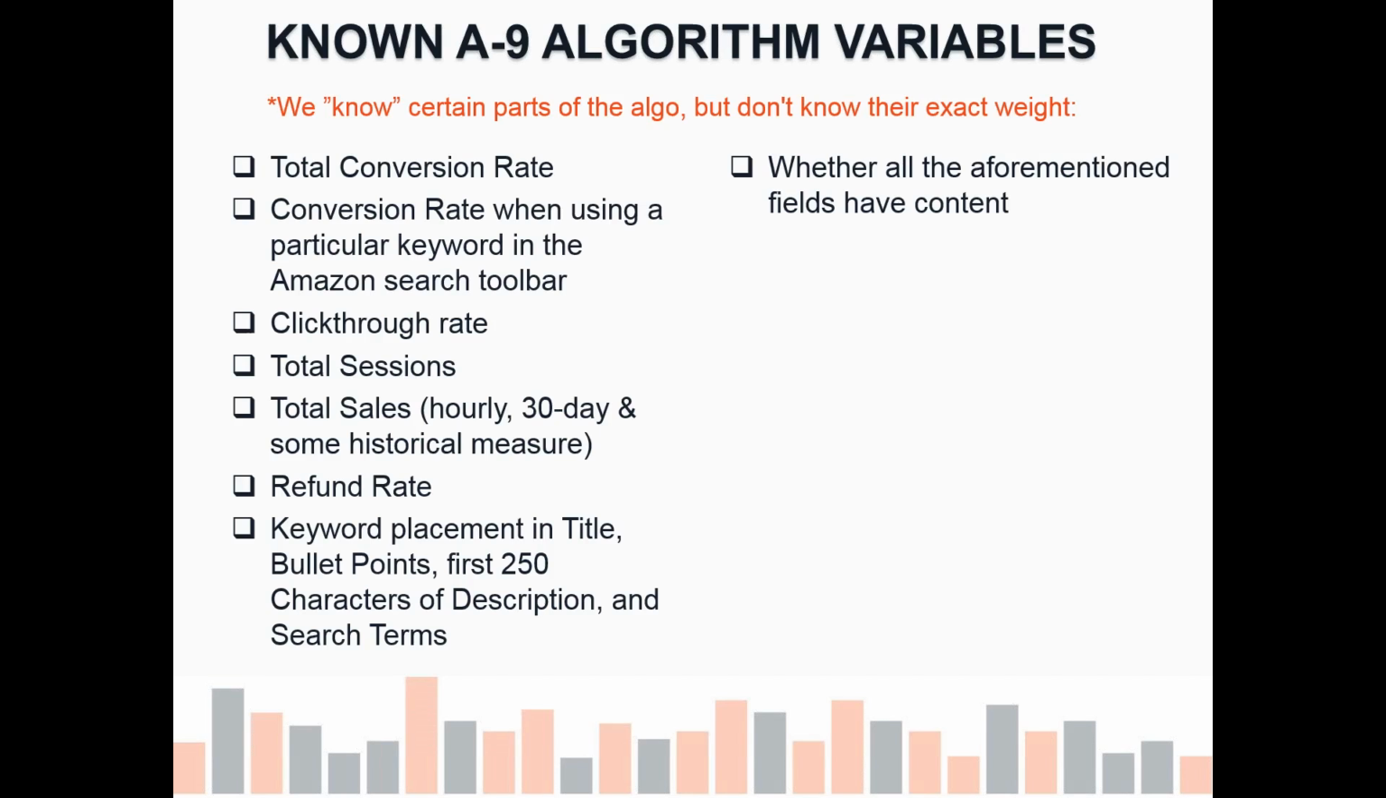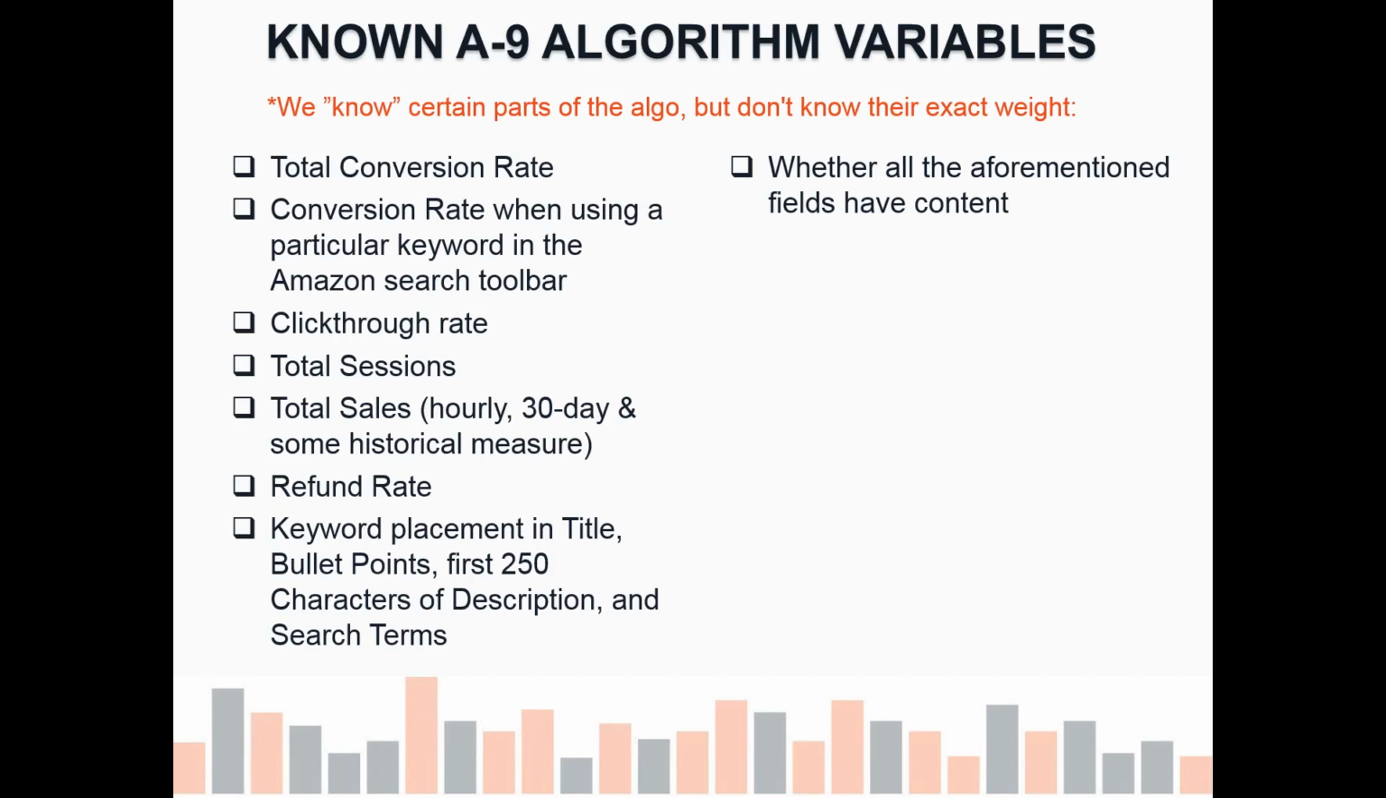Keyword placement, and that's going to be in the title, your bullet points, the first 250 characters of your product description, and your search terms. So keep in mind that if you create a 2,000 character description, you're only really going to get benefit from the first 250 characters of that.